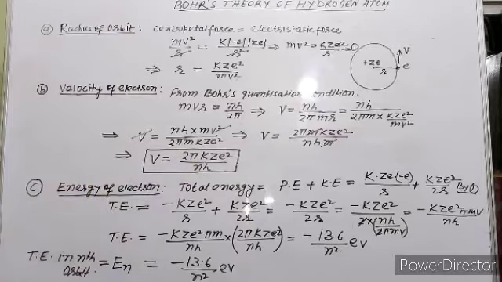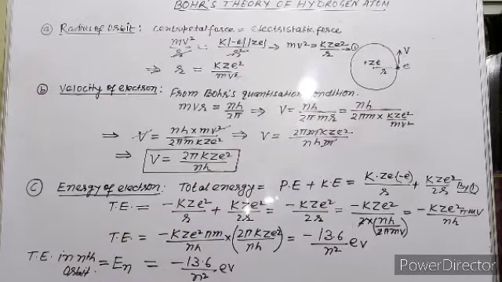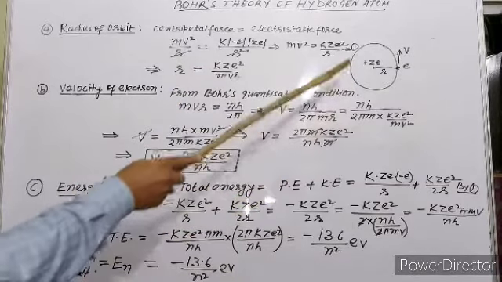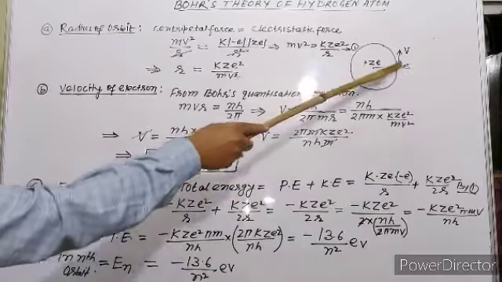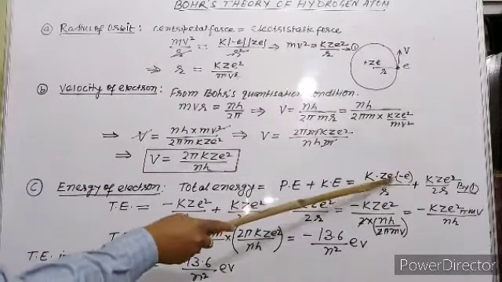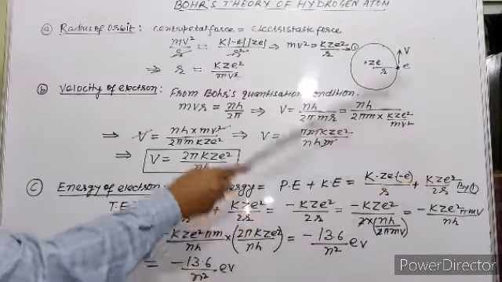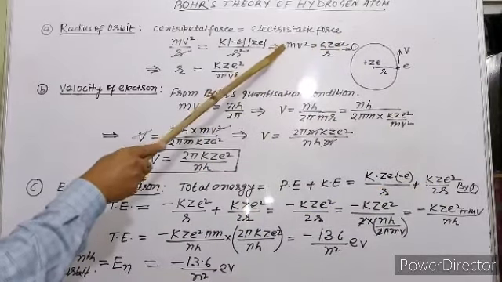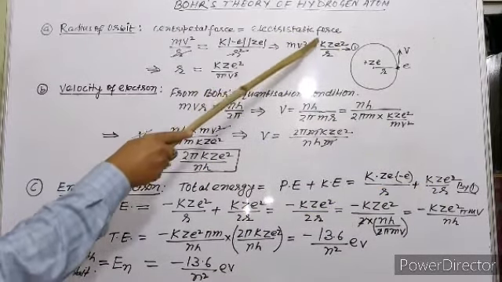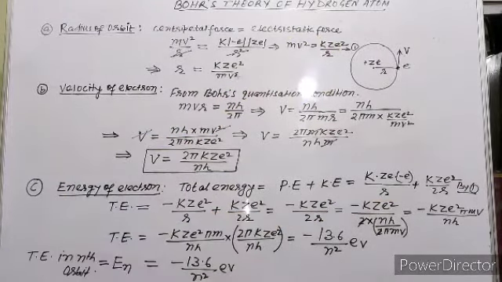Similarly, we can find the energy of electron. If electron is moving in an orbit, the total energy is equal to potential energy plus kinetic energy. Potential energy you have read in electrostatics, k q1 q2 by r. So k q1 that is Ze, q2 that is e, by r. So this is the potential energy. Kinetic energy is half mv square, and from mv square equals k Ze square by r, half will be multiplied here, so this will be equal to half mv square, that is 1 by 2 k Ze square by r.